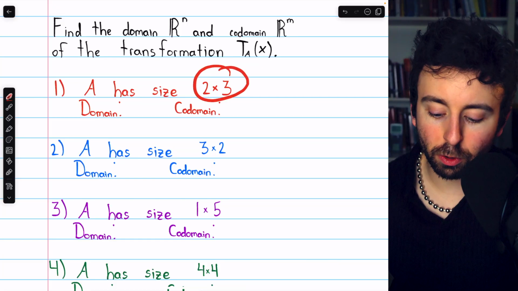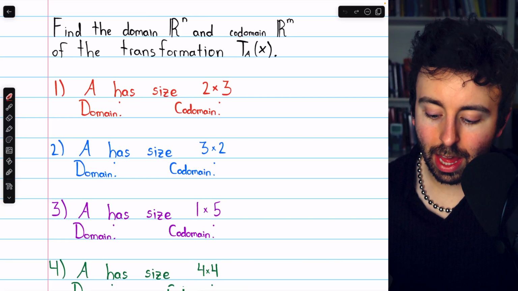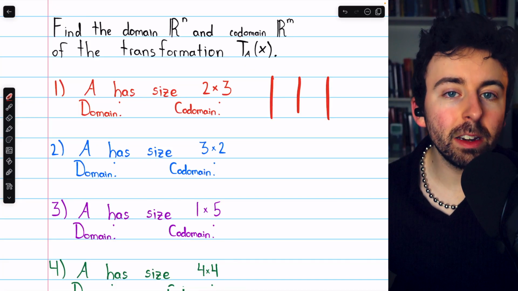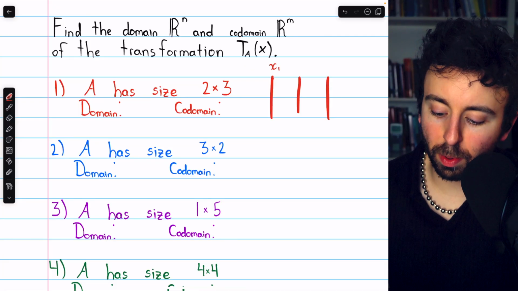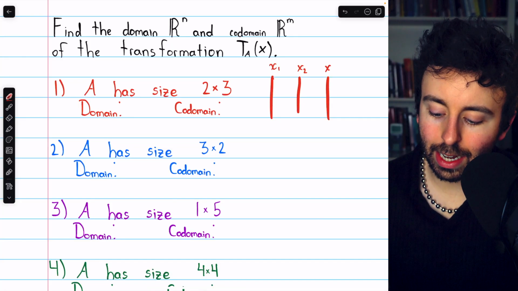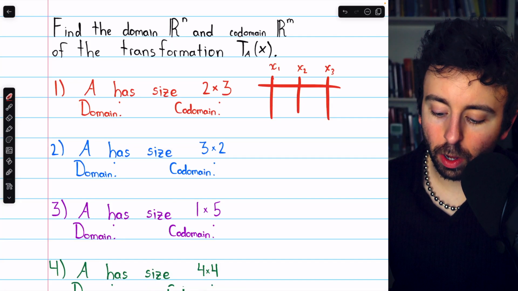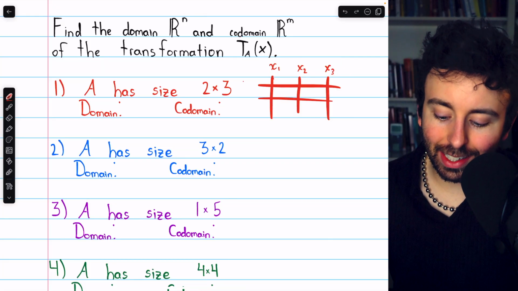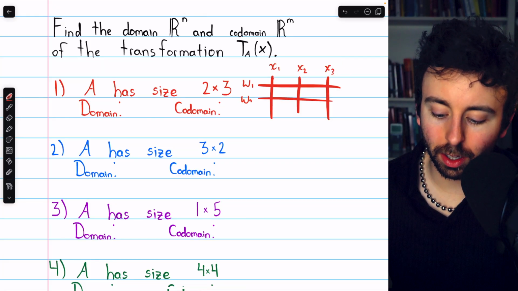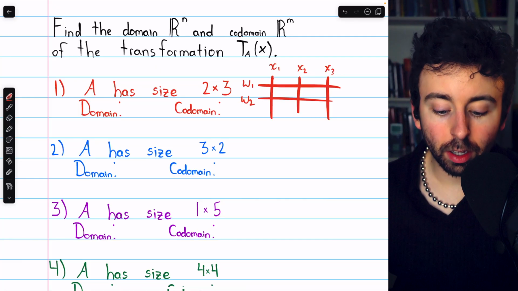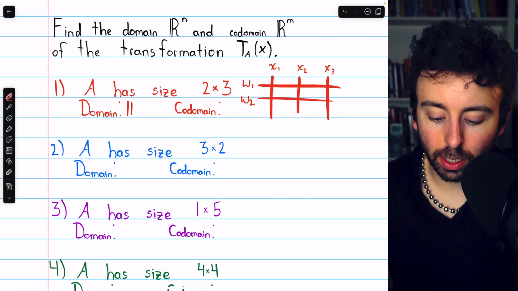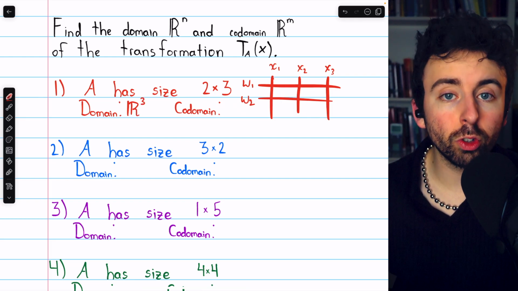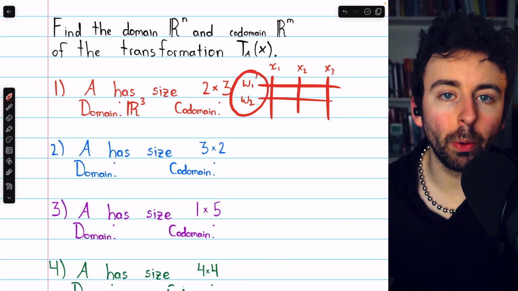Well, since the standard matrix has size 2 by 3, that means there are 3 columns, one for each of the input variables. These columns might correspond to x1, x2, and x3, and each row will tell us how to combine these 3 input variables to get the output variables, which we might call w1 and w2. So we can see that the domain is actually R cubed, and the codomain is R squared. We're going to get 2 components in the output.